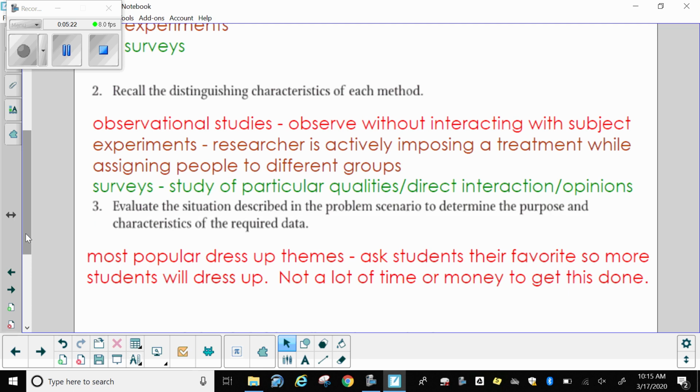All right, the third part says evaluate the situation described in the problem scenario to determine the purpose and characteristics of the required data. What we want to establish is which one is going to be the most popular dress-up theme. I'm basically asking students for their favorite, okay? That sounds more like conducting a survey.